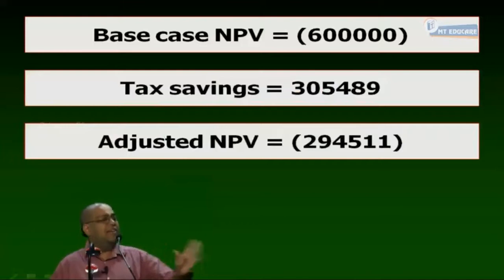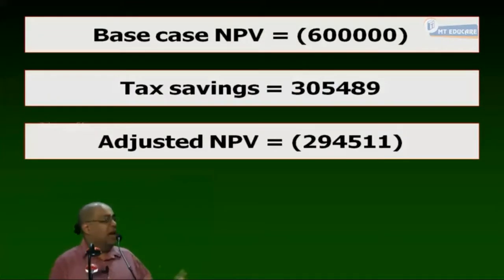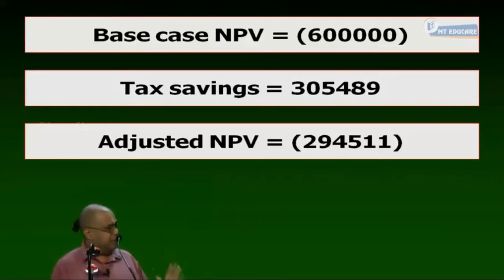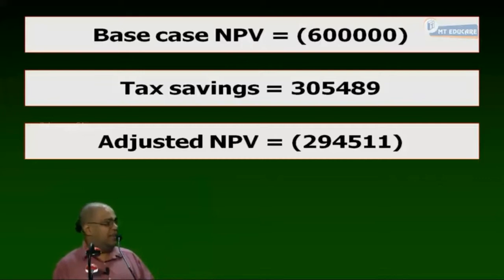Still I will not accept this project, in spite of the government giving me a subsidized loan and a tax savings benefit. Still I will not be taking it because it is giving me a negative NPV. Yes or no? I'll tell you the advantage of why we should split into two, base case and adjusted, after I complete the next sum. Everybody following or not? That is one of the RTP sums regarding base case NPV and adjusted NPV.